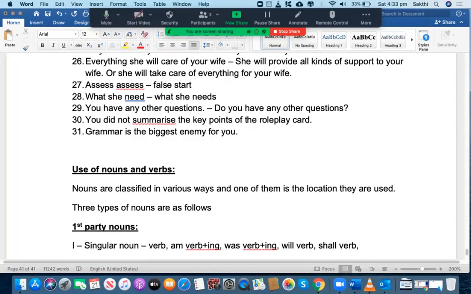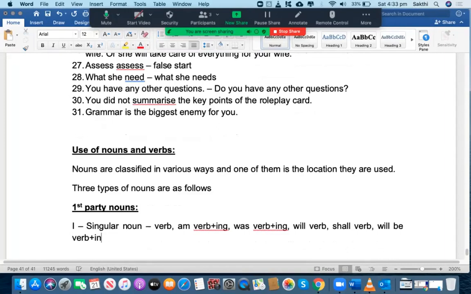What's the next one? The next one is will be, and then verb plus ing. Which means I will be doing, I will be going, and then shall be verb plus ing. I shall be going there, I shall be doing something. I goes with am, I goes with was, I goes with will be in the future. For example, I am a doctor. I am living here. I was living somewhere else, I was a doctor. I will be a doctor.